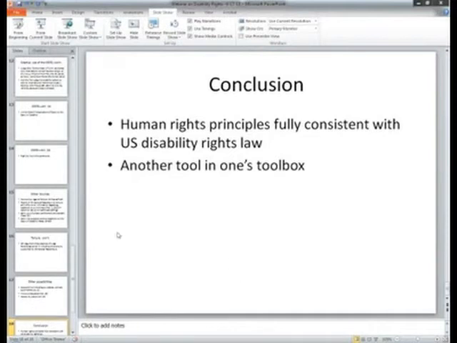And so in the end, my conclusion is that human rights principles are very consistent with U.S. disability law, and as a consequence, I think, are just another tool in the toolbox that one can use. With some judges who may be particularly enamored or attentive to those issues, others certainly might be more skeptical. But I do think it's important when we look at these issues, and there's a lot of discussion these days about American exceptionalism and the extent to which we have procedures or rules in place that make us different from the rest of the world.